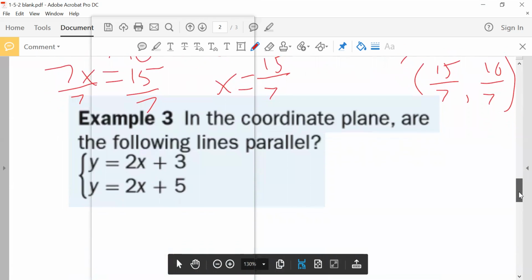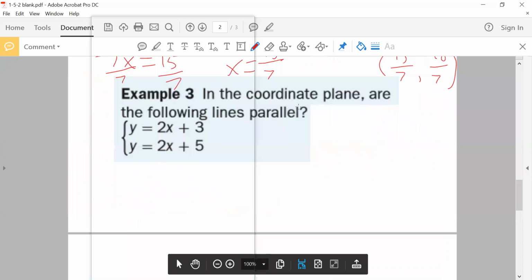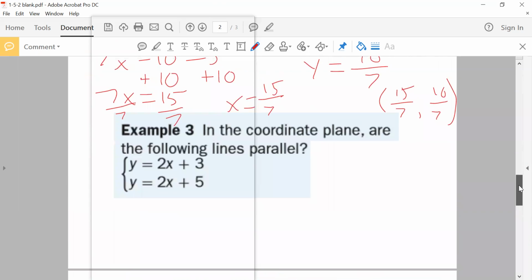Okay. Oh, I zoomed in. I wonder why I did that. Let me try to go normal again. Okay. And this is the final example, thank goodness.